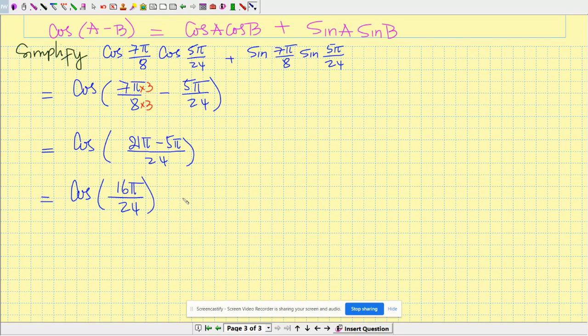And if we continue to reduce the fraction, that will give us cosine of 2 pi over 3. And using our unit circle, that will give us negative 1/2. Oh, I'm sorry.